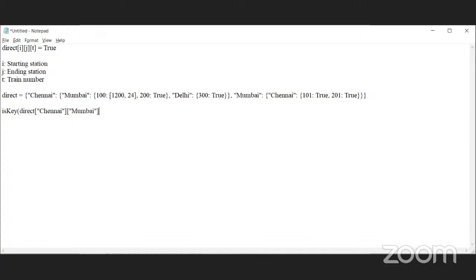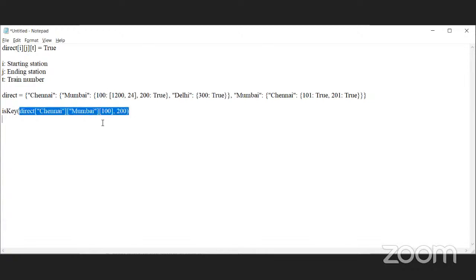Now if I say in square brackets 100, and comma 200, is this an error or will it return false? It will return false. Okay. Let me see. Hold on. 200, you are checking inside. No, it's an error actually.